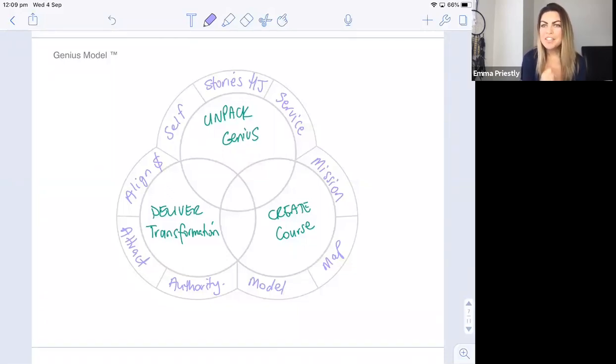Cool? So not only do you get to unpack your genius and get clear on who you are, you get to create an incredible course that is super transformational, and you get to start to build these new relationships and create communities with amazing people that want the same things that you do. I think that's pretty exciting.